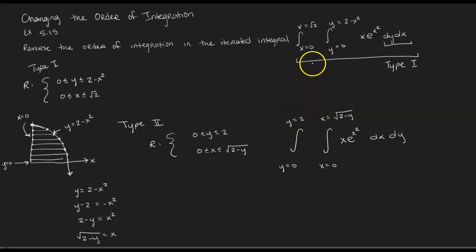So notice we did not simply just swap the integrals with the current bounds that they had. We had to deconstruct the type 1 region and then redefine it as a type 2 region to get the appropriate bounds for that integral.